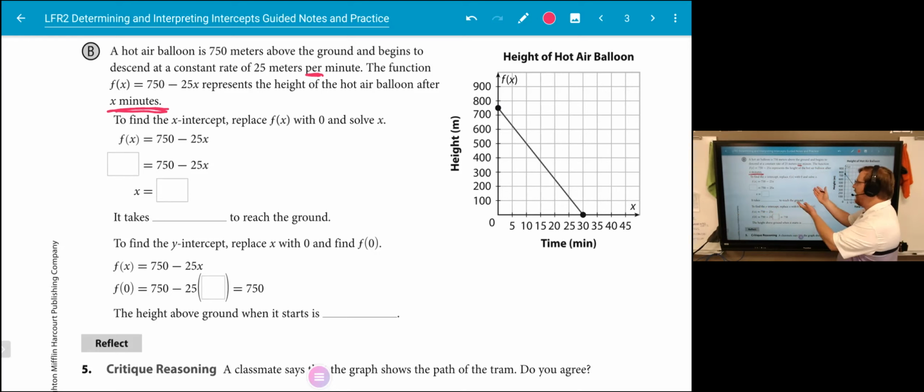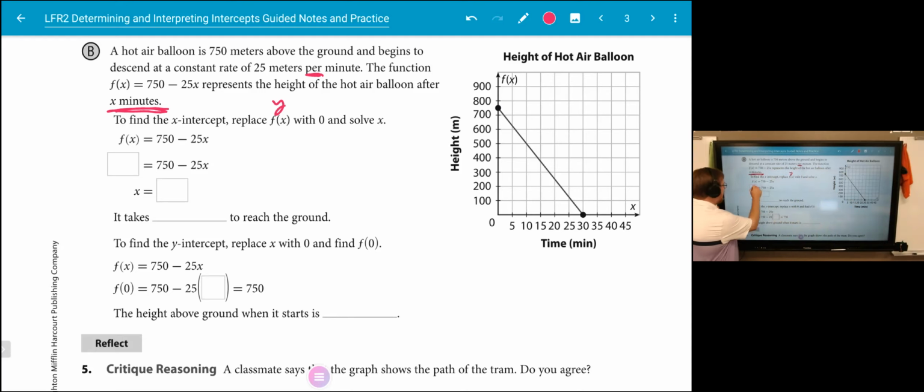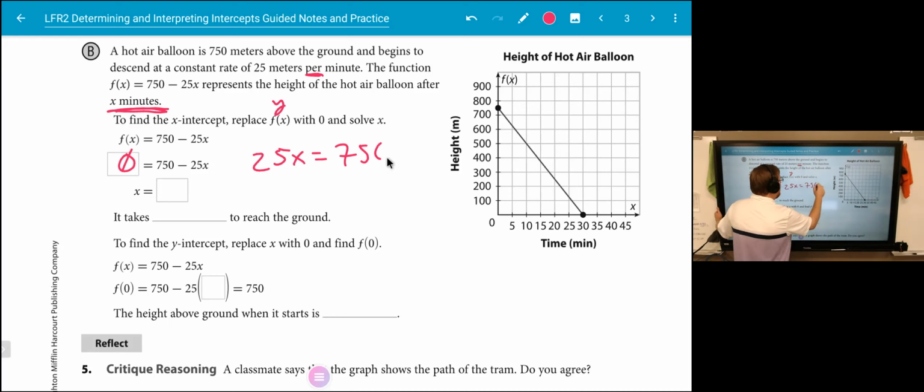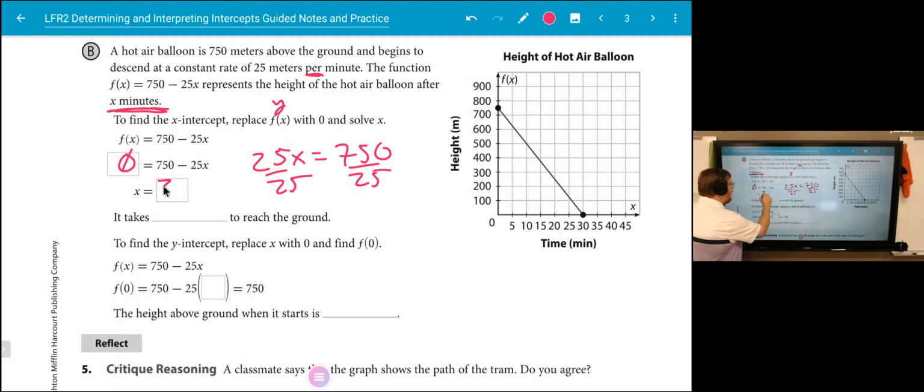So if I'm finding the x-intercept, I replace f of x or y, it means the same thing, with 0 and solve for x. So let's do that. Put 0 in here. I'm going to add 25x to both sides. So I get 25x equals 750. Divide both sides by 25, and you get x equals 30. Yay!